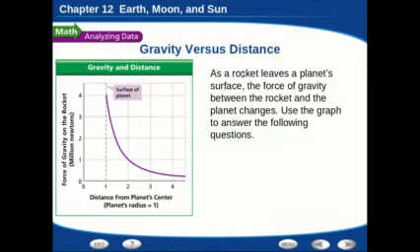As a rocket leaves a planet's surface, the force of gravity between the rocket and the planet changes. Use the graph to answer the following questions. We haven't gotten to the questions yet. I'll show you those in a second. But let's make sure we understand this graph before we even look at the questions. I'm going to give you a second to take a look at the x-axis. What does this mean? And the y-axis, what does that mean?